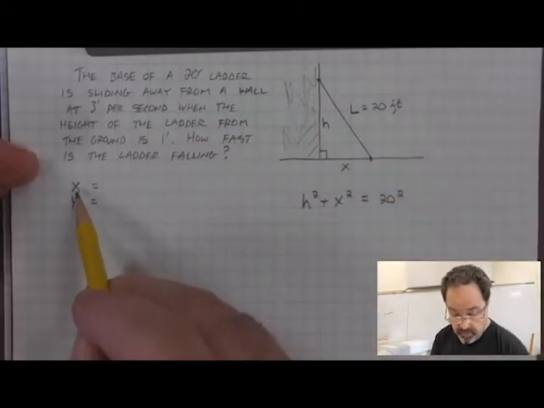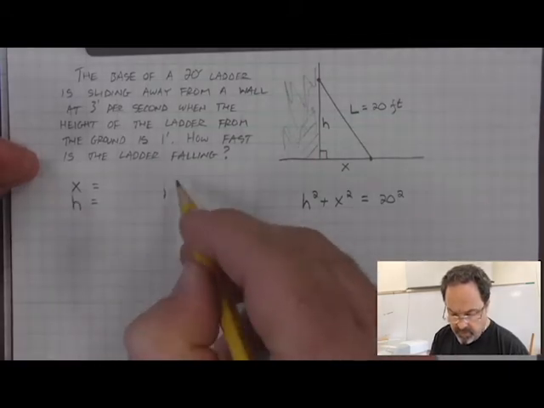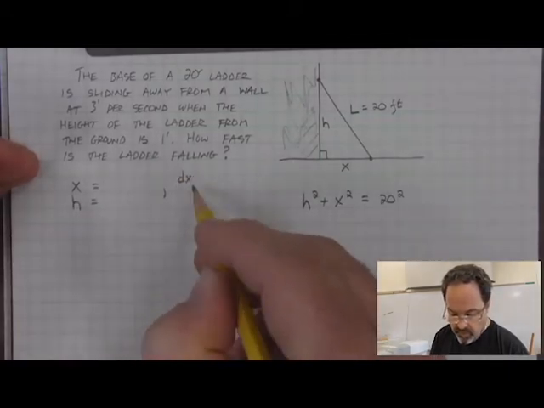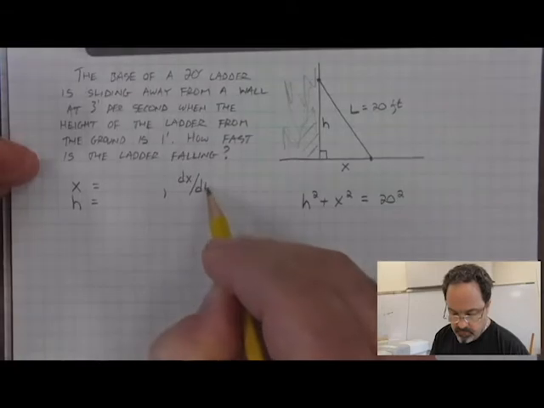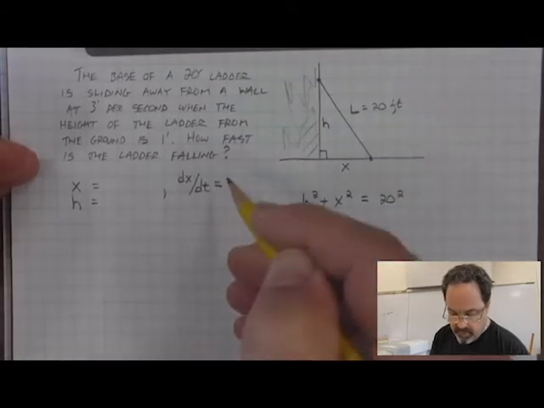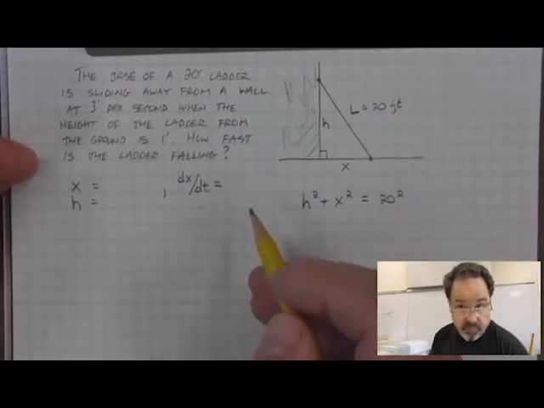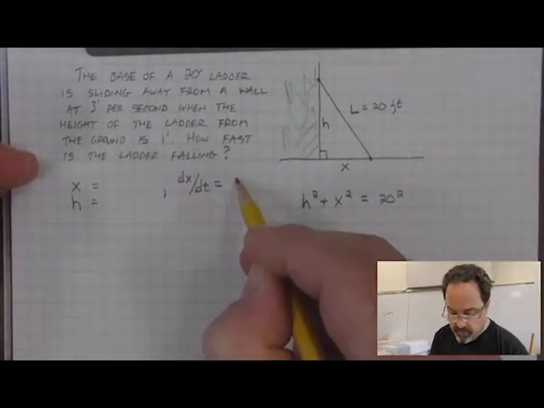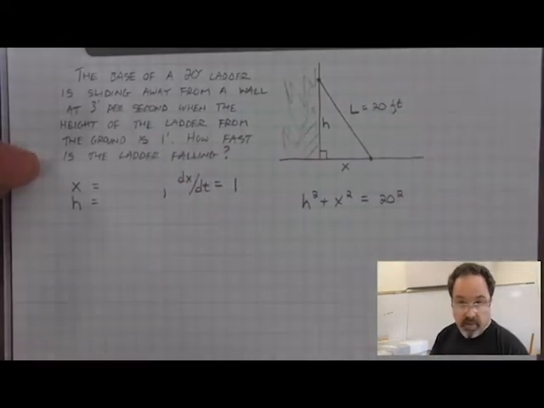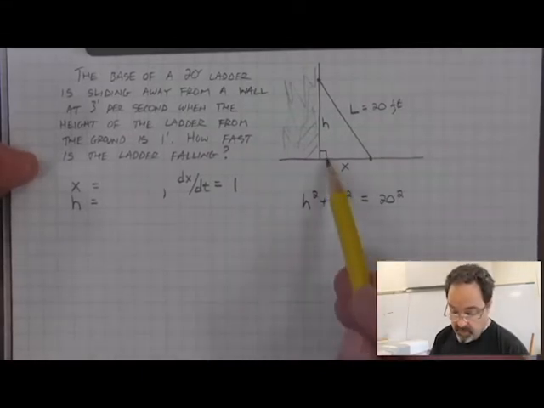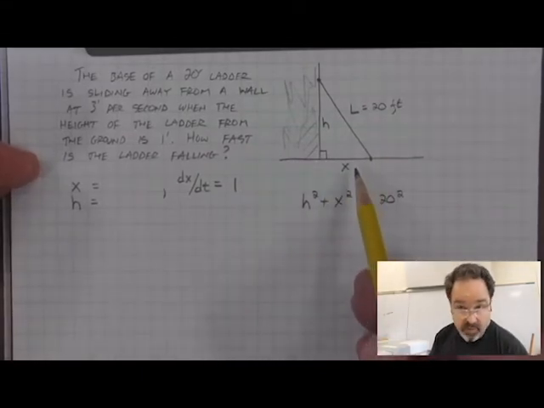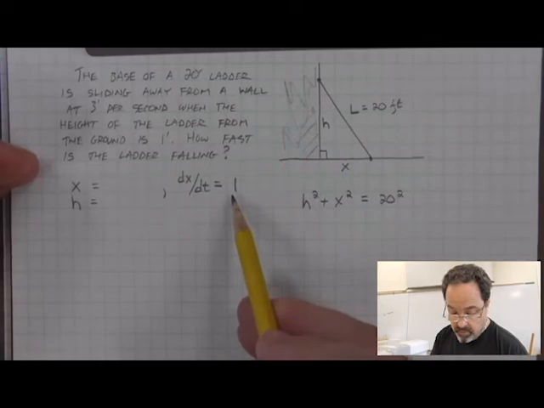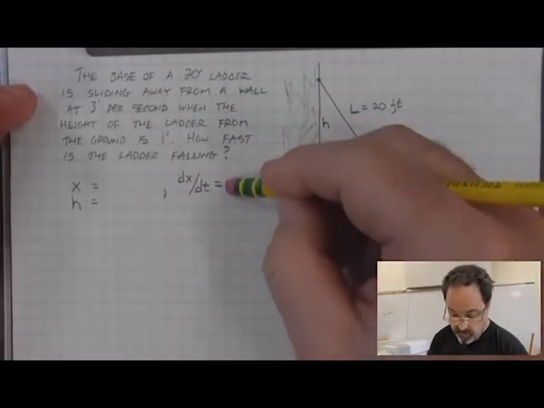If I've called the distance x, then I can think of the rate at which that changes relative to time as a rate, or the derivative of x with respect to time, and I've been given the measure of that. It's positive. This distance x is increasing by 3 feet per second.